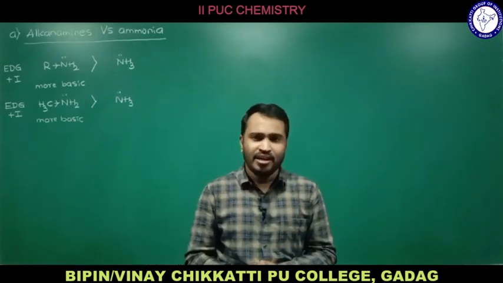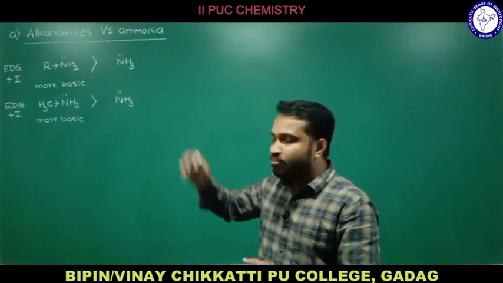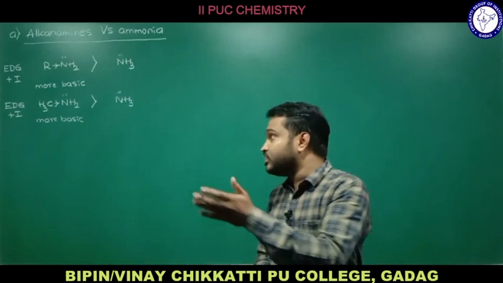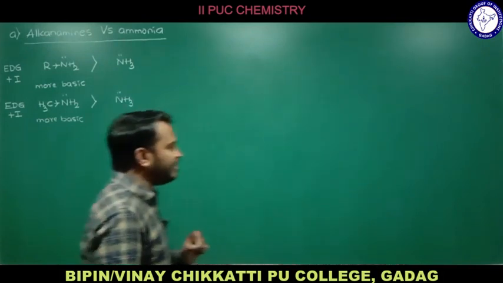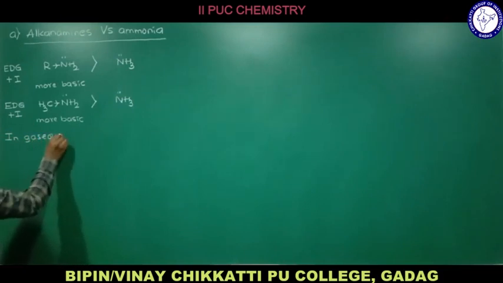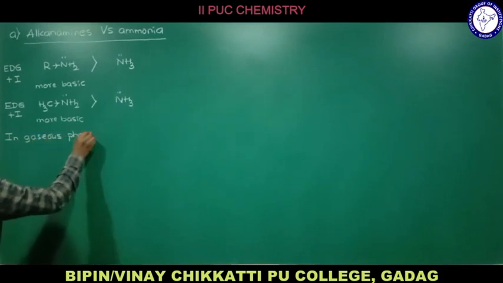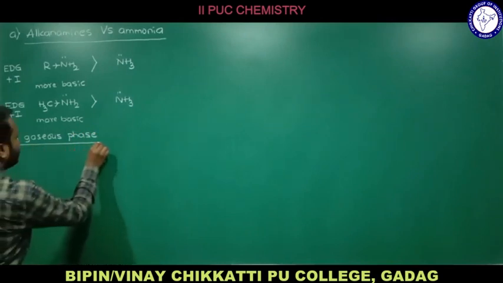Now we'll see, if we have only one alkyl group, this is the primary amine that I considered, and this is how we can explain which is more basic and which is less basic. So now we'll see what happens if the number of alkyl groups increases. Here I am going to consider one condition, that is the gaseous phase. That is going to affect a lot. So try to know what happens to the basicity in the gaseous phase.